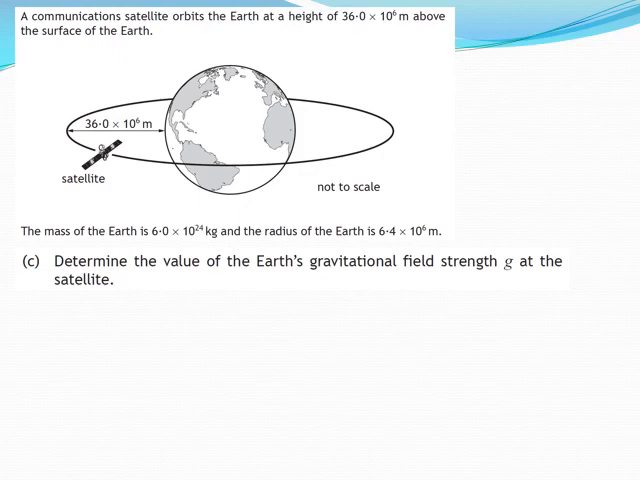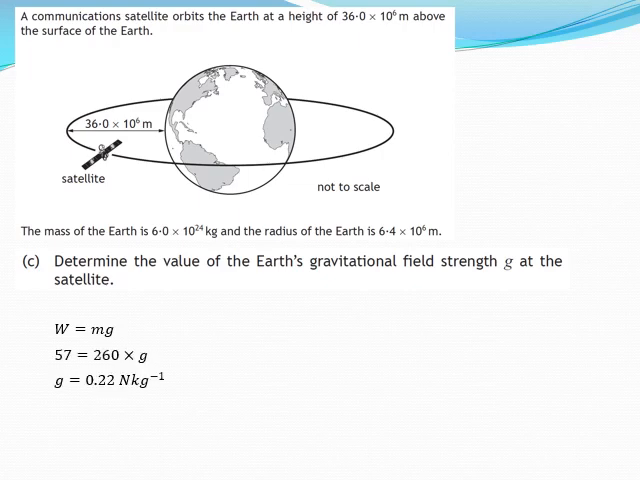Okay, we're then asked to determine the value of the Earth's gravitational field strength at the satellite. So we know that the gravitational field strength and the gravitational force decrease with the distance from the Earth, and so we want to work out exactly what that happens to be. So the one approach we can have is we can say, well, the force at that point is equal to the weight, which is equal to m times g.